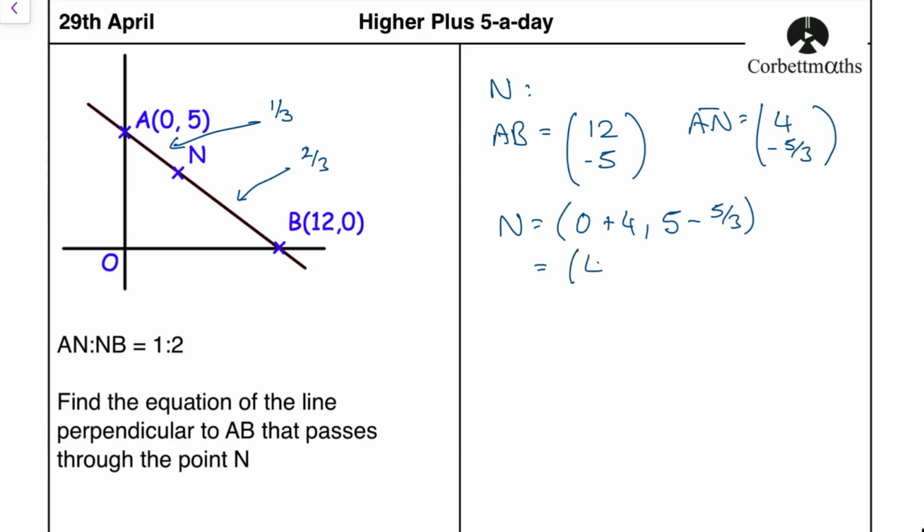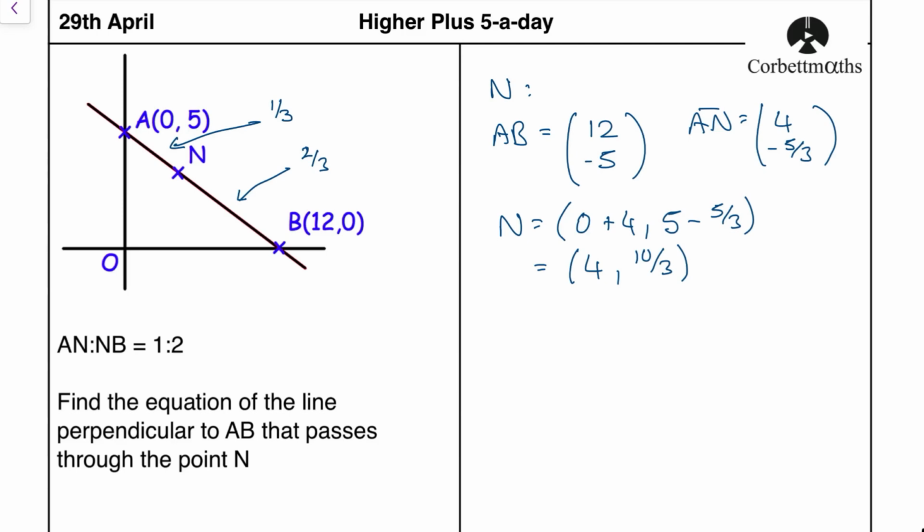So that's going to be 4, easy enough. 5 minus 5 over 3 on a non-calculator paper, so I'll convert that to thirds. So that's going to be 15 over 3. 15 minus 5 is 10. So that's going to give me 10 over 3. So that's given me the point N.